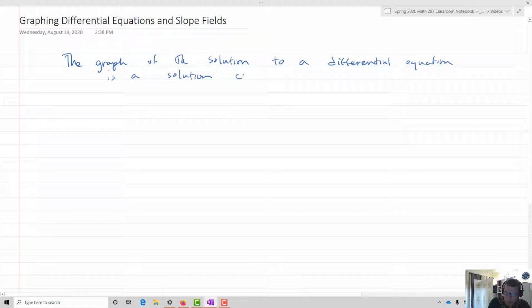And so what we want to do is understand how we're going to utilize the differential equation in order to, in fact, draw the solution curve. The first thing that we're going to use is something called a slope field. A slope field is a graphical representation of the DE.